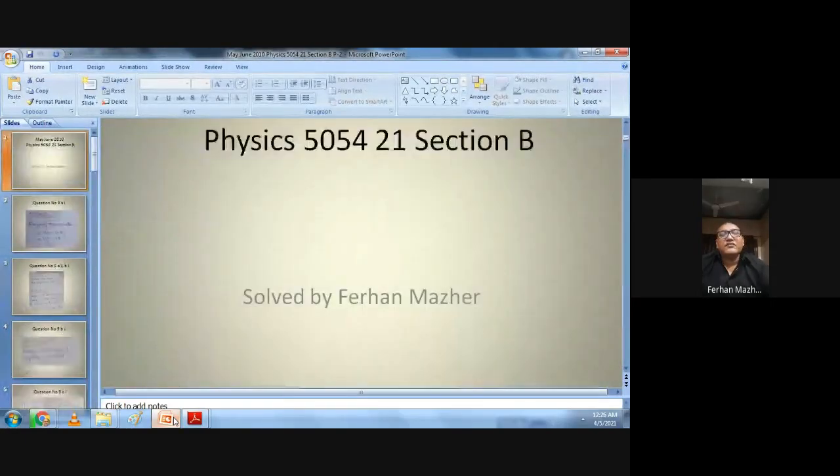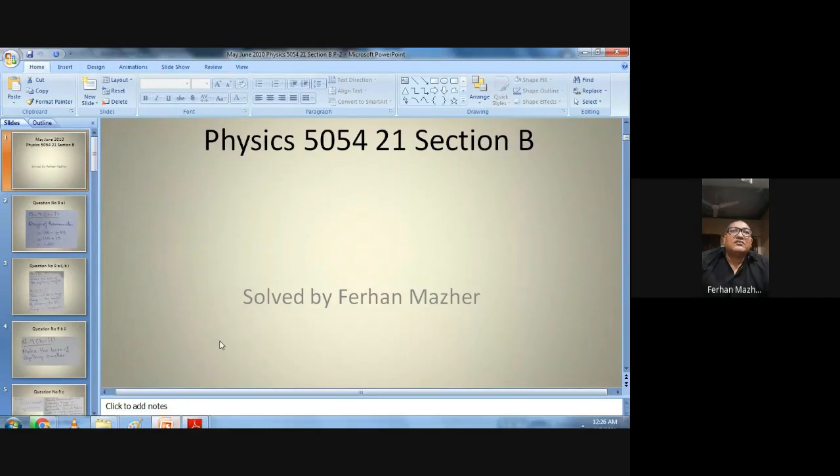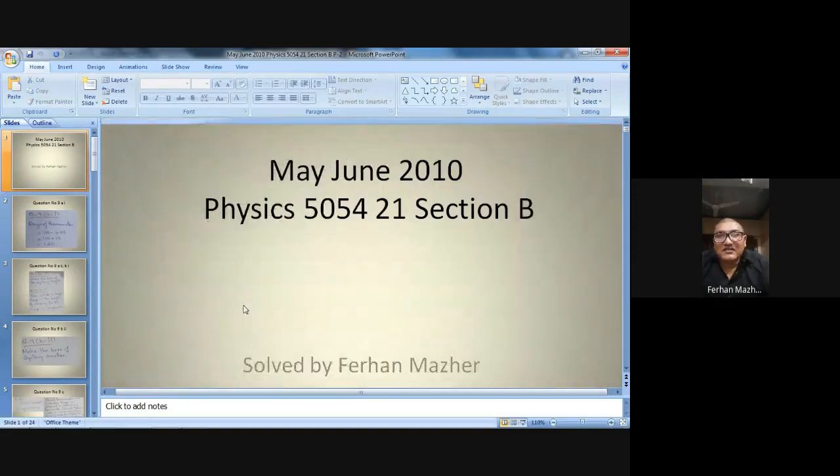So my dear students, we have reached the end of this paper today. In this session, we have worked on Physics 5054/21 Section B, May June 2010 paper. We have solved paper 2, and in this session we have only attempted Section B of this paper. Section A of this paper we have solved in another session, in another video. You can find them on my YouTube channel.